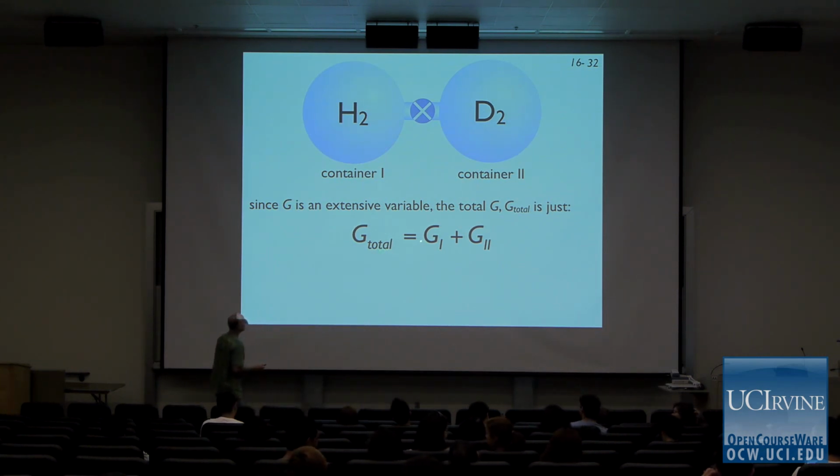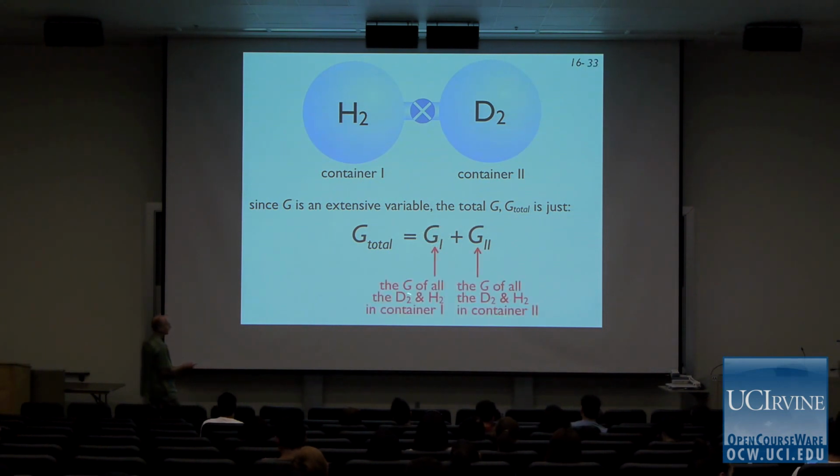In other words, I can think about the Gibbs energy in container 1, the Gibbs energy in container 2. The total Gibbs energy between container 1 and container 2 is the sum. That's not true of the temperature, is it? Okay, so it's an extensive variable. That means I can write the total Gibbs energy in terms of the Gibbs energy of container 1, Gibbs energy of container 2. Yes. This G1 represents the Gibbs energy of all the D2 and H2 in container 1, and this G2, you get the idea.